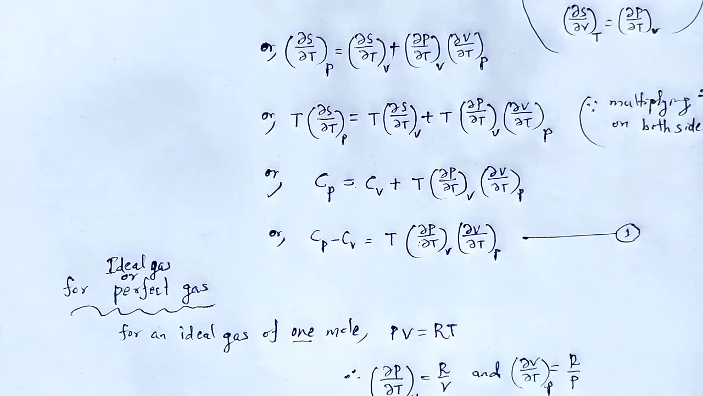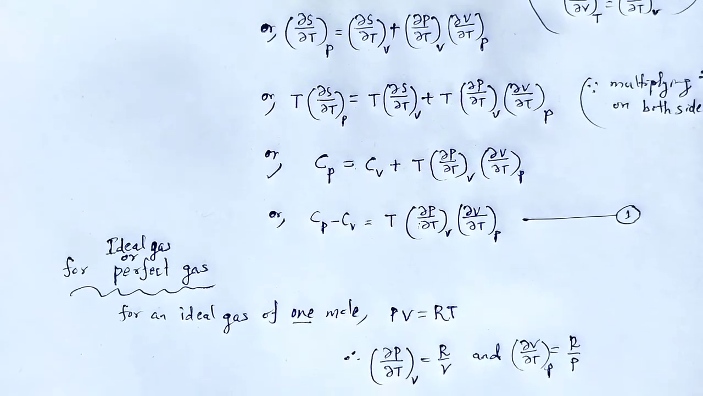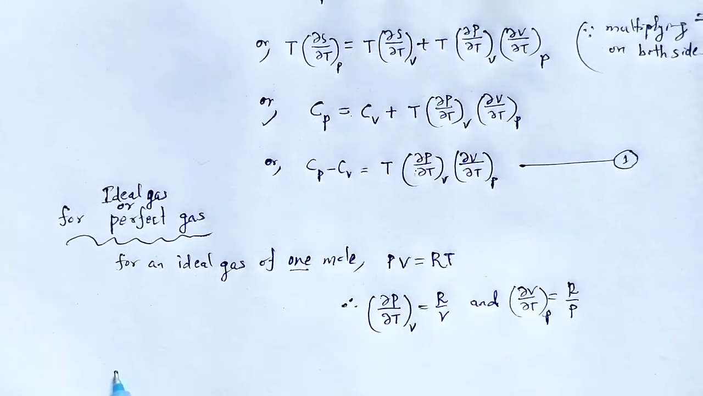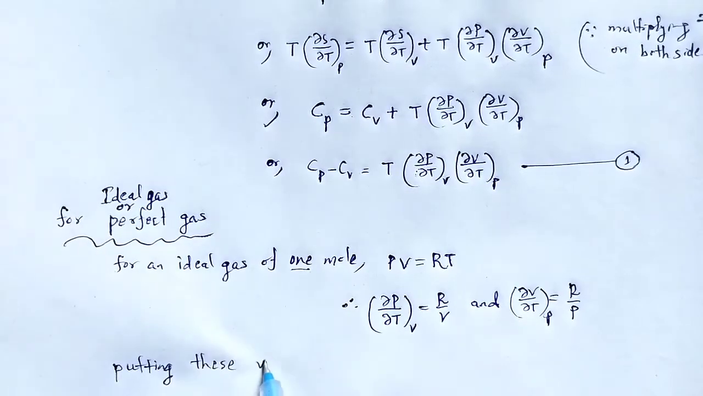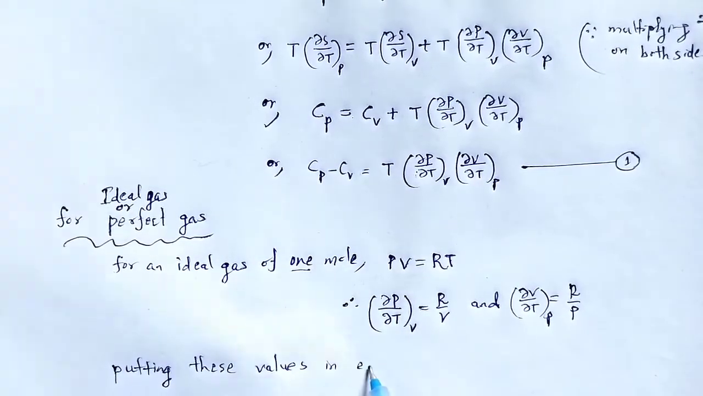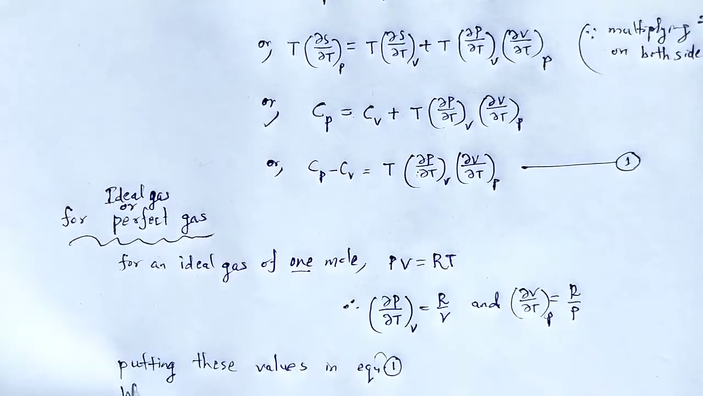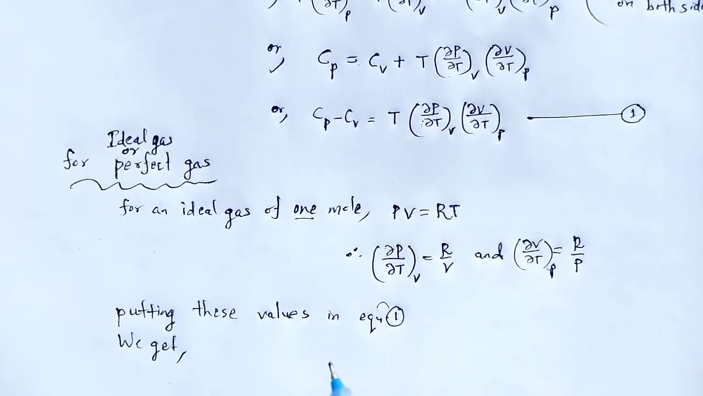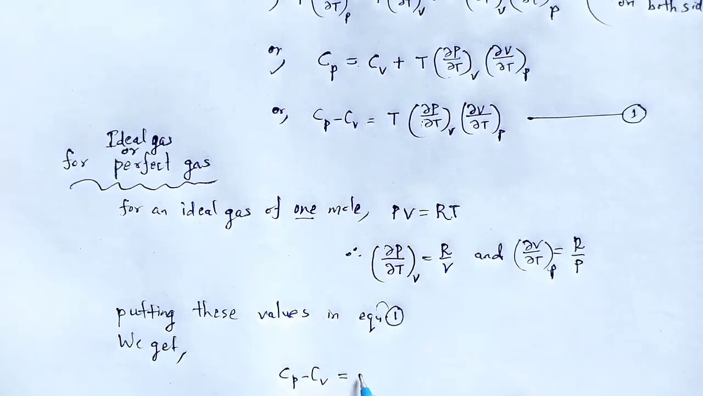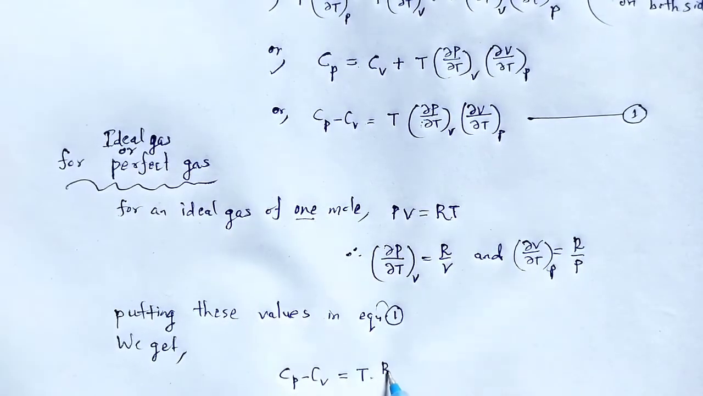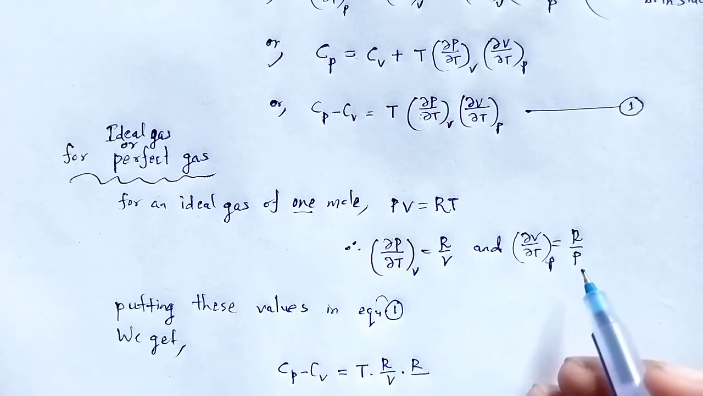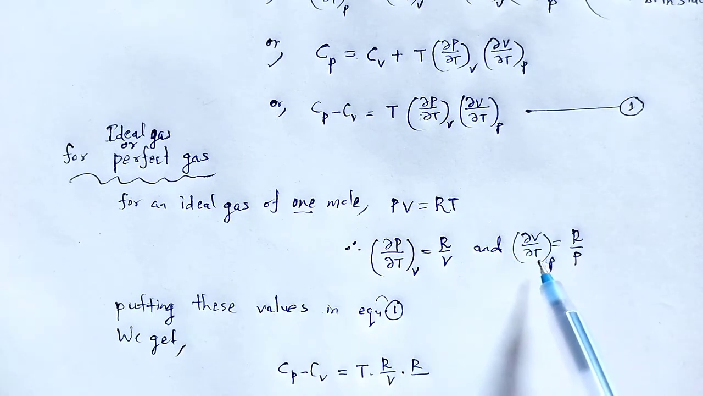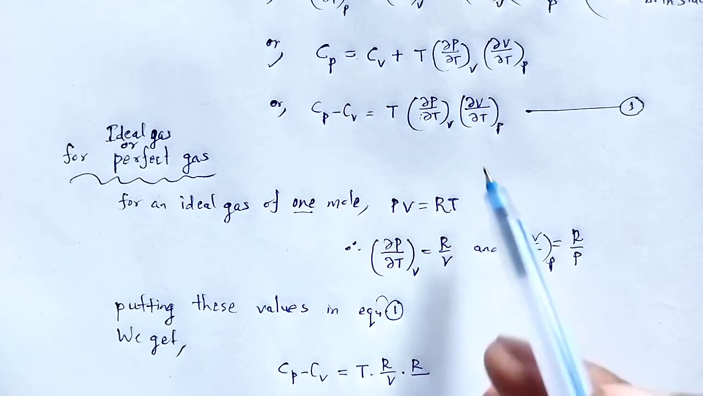Now putting these values in equation 1, what do we have? Substituting these values in equation 1, we get Cp minus Cv is equal to T into R by V into R by P.